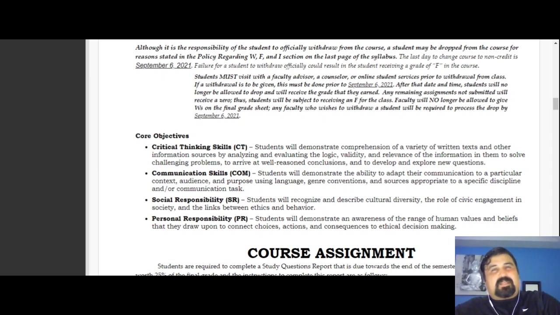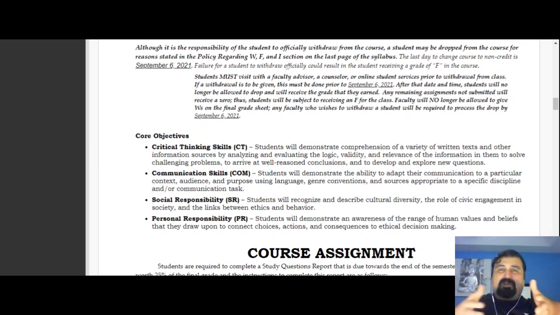Well, you have until September 6th to withdraw from this course, because after September 6th, this course is going to remain in your records. Even if you did not turn in any assignment whatsoever, I'm going to have to give you a grade at the end, even though you never showed up, you never uploaded any document.